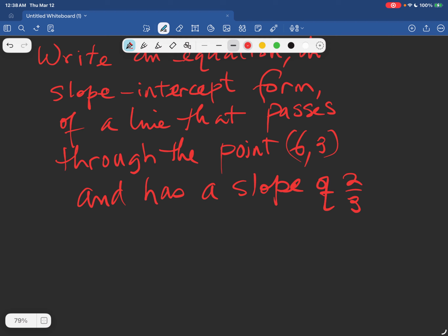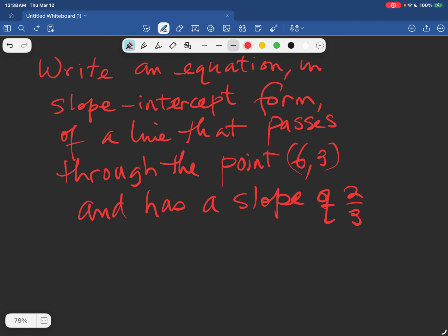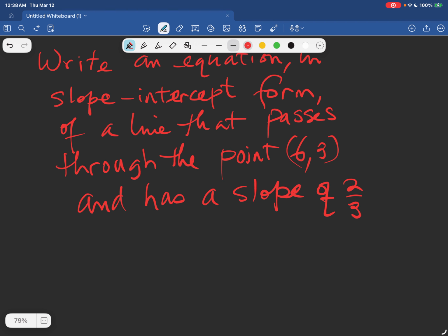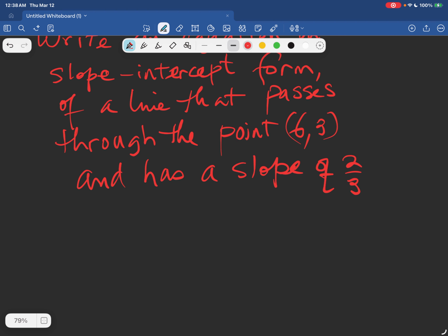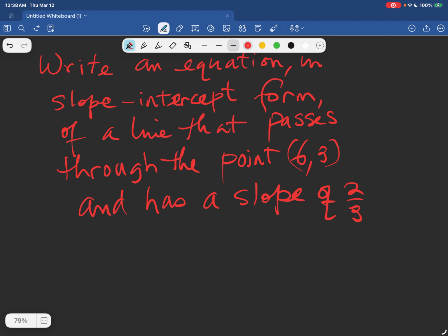I'm now going to show you how to write an equation in slope-intercept form of a line that passes through the point (6, 3) and has a slope of 2/3. Let's go ahead first and write the slope-intercept form of a line.